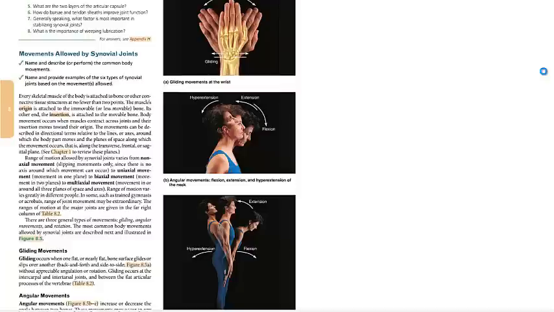The other important thing in this chapter is the movement itself. The movements that the joints are capable of doing, you need to know all the names of those movements, the pictures that you're seeing over here, and there are more in your textbook, so we will be going over each and every movement and give an example for each one of those.